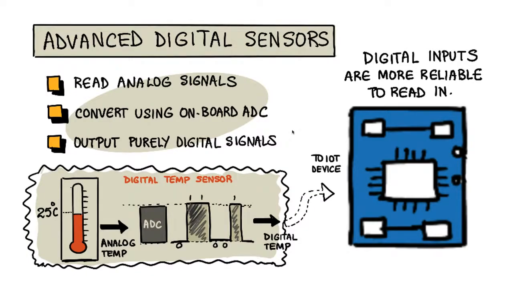Now, digital sensors can be a lot more advanced. They can do a lot more things, and they can read analog sensors and convert them and output a whole load of pure digital data that you can then read in your device.